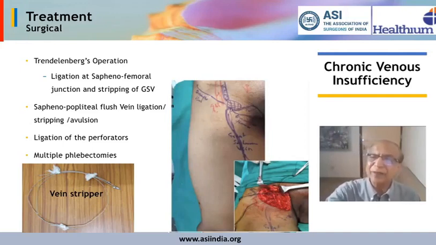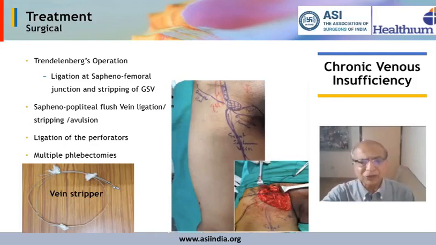They join the great saphenous vein, and this is the cribriform fascia. Here is the femoral vein. Above the inguinal ligament, the femoral vein becomes the external iliac vein, and you do a flush ligation of the saphenofemoral junction, of the great saphenous vein.